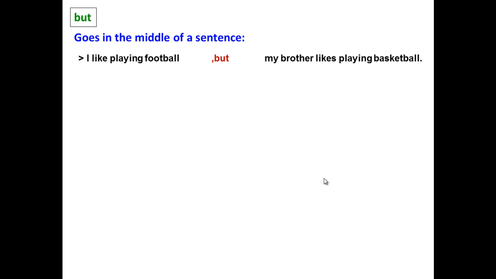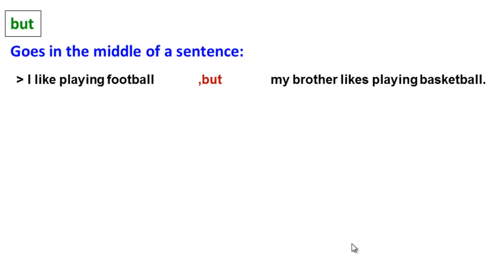The most common way to link two contrasting ideas is by using but. This linking word can also be used to express concession, as I have already explained. Remember, we said that it goes in the middle of a sentence and it should be preceded by a comma. Look at the example. I like playing football, comma, but my brother likes playing basketball.